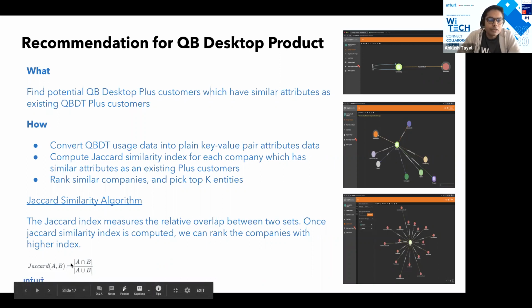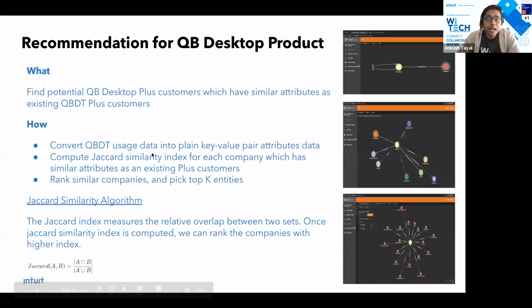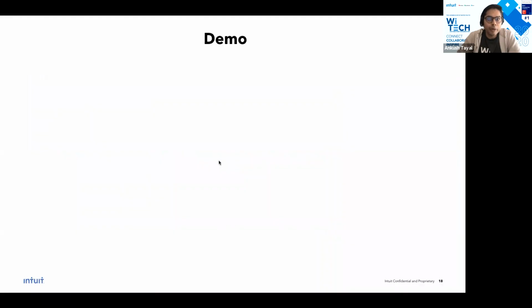What it simply means is we are looking at the intersection of the common attributes between any two entities, and we'll divide that by the union of all the attributes which define those two. So once we have similarity between any two given entities, we can scale out. We can say that for a given plus customer or for any given particular company, we can find similar companies and get the top n number of companies which are similar to the given one, right? So essentially we are able to solve our recommendation engine problem using something called knowledge graph. So let's take a quick demo and understand it better.